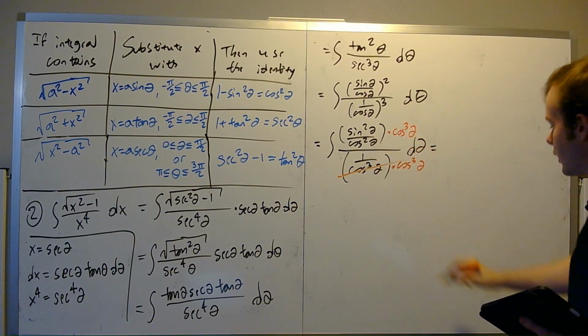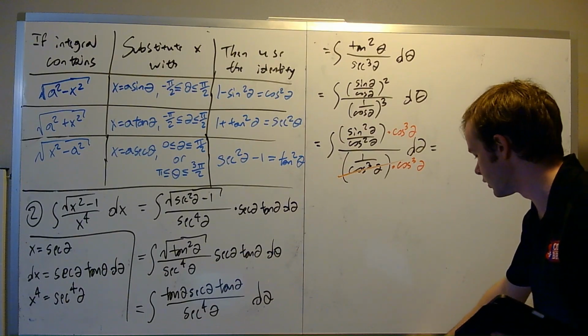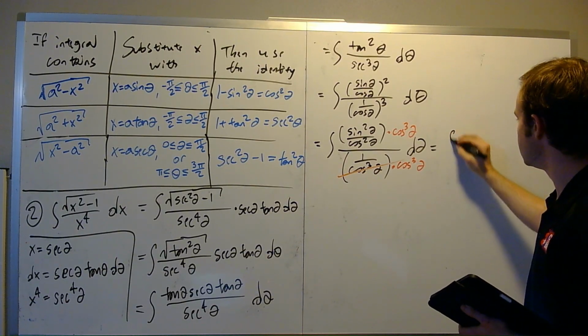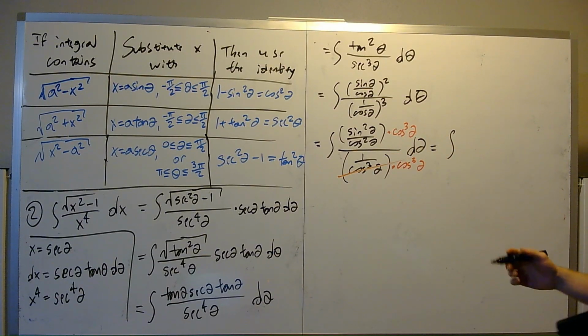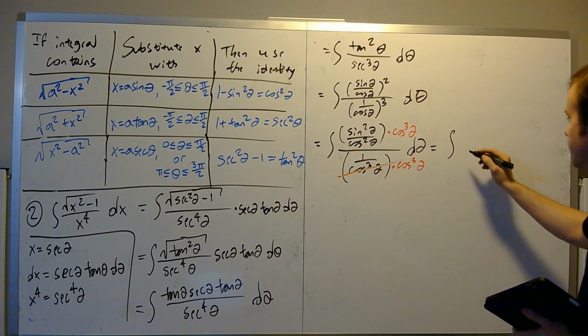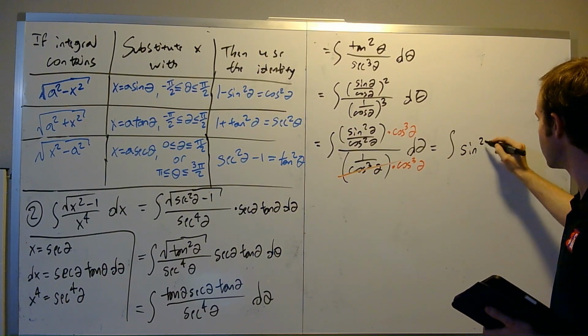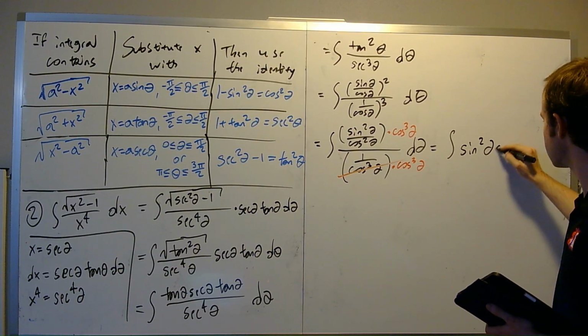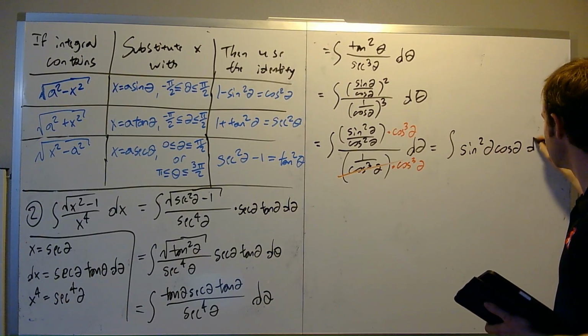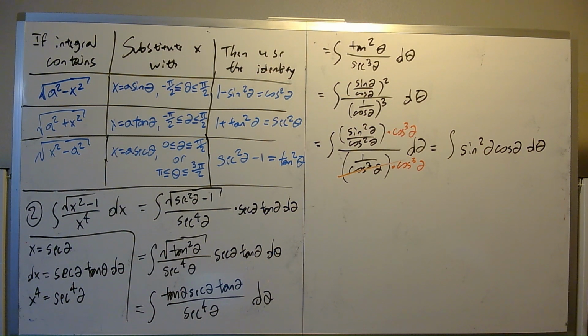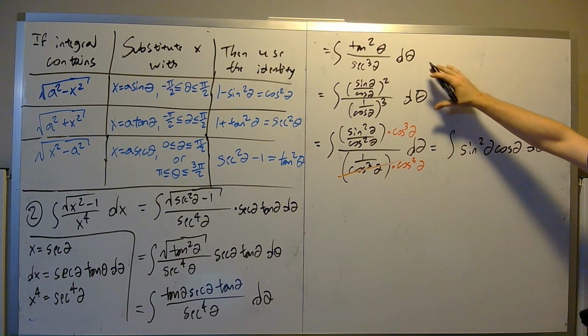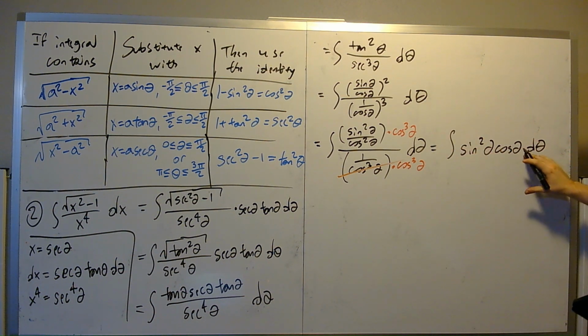And now we just got to have this numerator. We've got to work on that. So this is going to be equal to, so cosine cubed divided by cosine squared, that's just going to leave us with one copy of cosine. So we've got sine squared theta times cosine theta d theta.